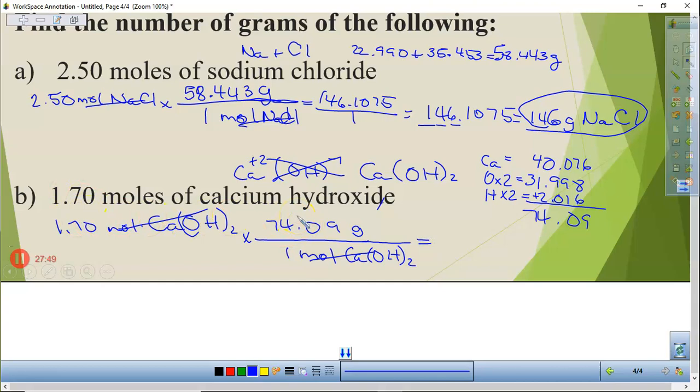So 74.09 times 1.70 gives me 125.953 divided by 1. Yep, divided by 1, that's it. Equals 125.953. But how many sig figs can I have? Yep, 3. 1, 2, 3. What does that 9 do to the 5? Right, it rounds it up. So my final answer, 125.6 grams calcium hydroxide, CaOH2. Okay, so that's the conversion.